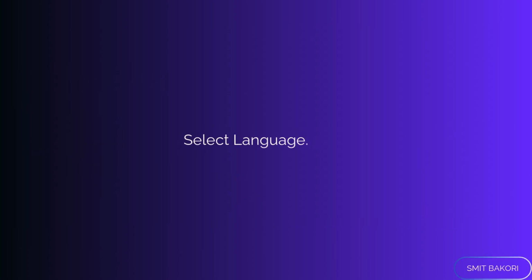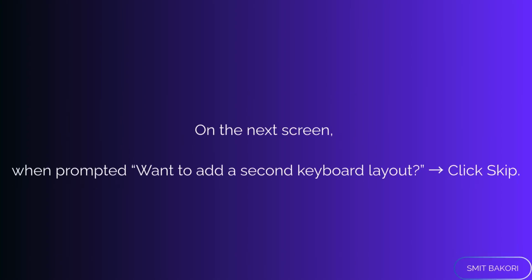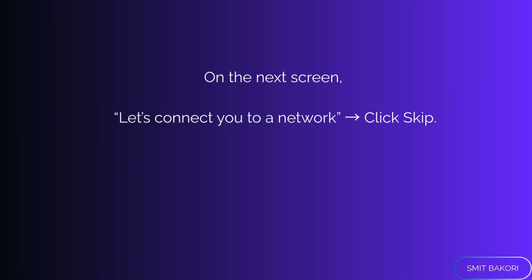Select language. When prompted, want to add a second keyboard layout, click Skip. Let's connect you to a network. Click Skip.